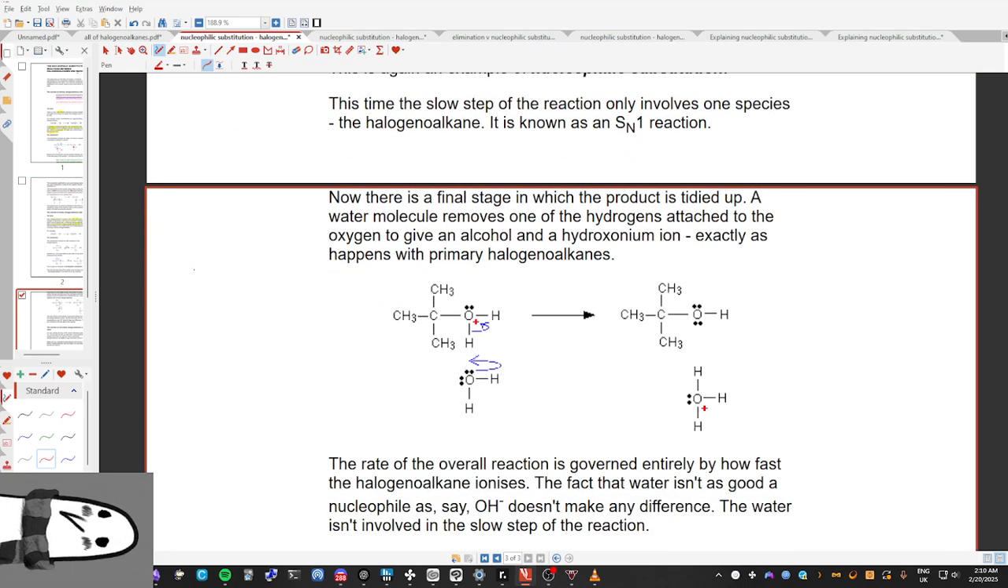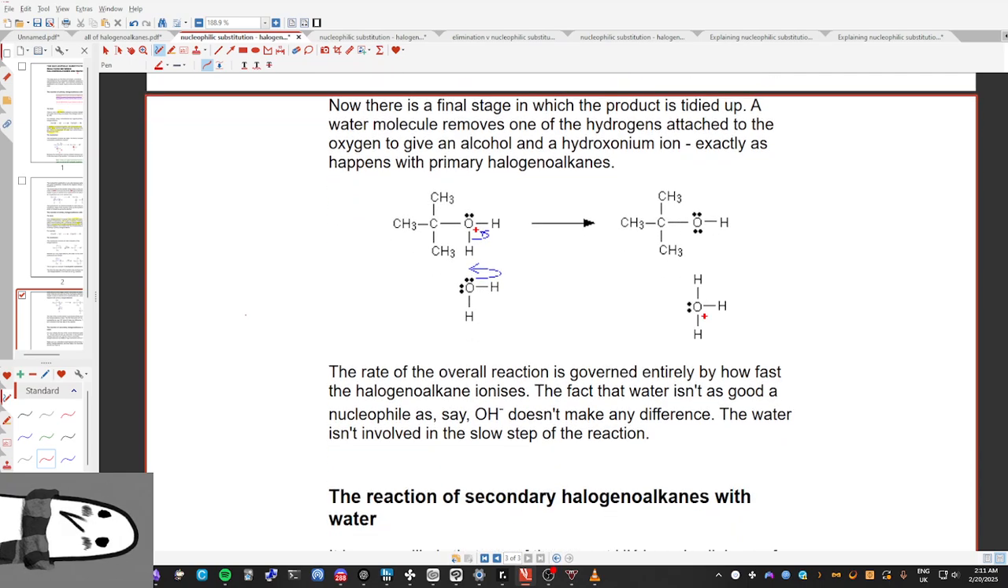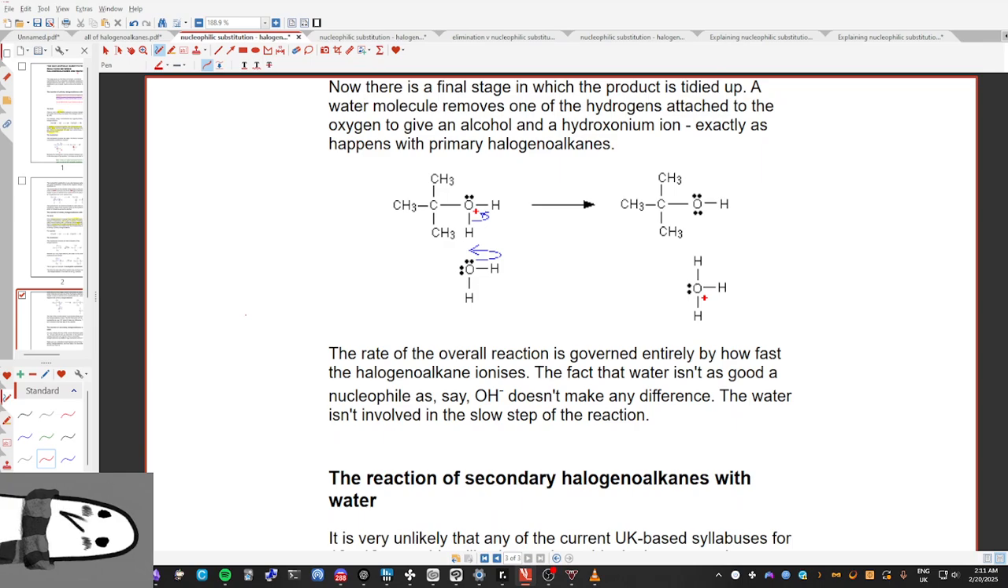Now there's a final stage where the product is tied up, where you have another water, and it comes in and takes away a hydrogen, leaves it with the OH, turns it into an alcohol, and comes out with an H2O. No, it comes out with an H2O, but the H is a plus. Oh, sorry, it's 3 H's. Oops. It takes an H and gives it a lone pair, leaving it as a hydroxonium ion. And again, I don't know if this is correct. I've got to ask my teacher, but this is what I really think is going to happen.